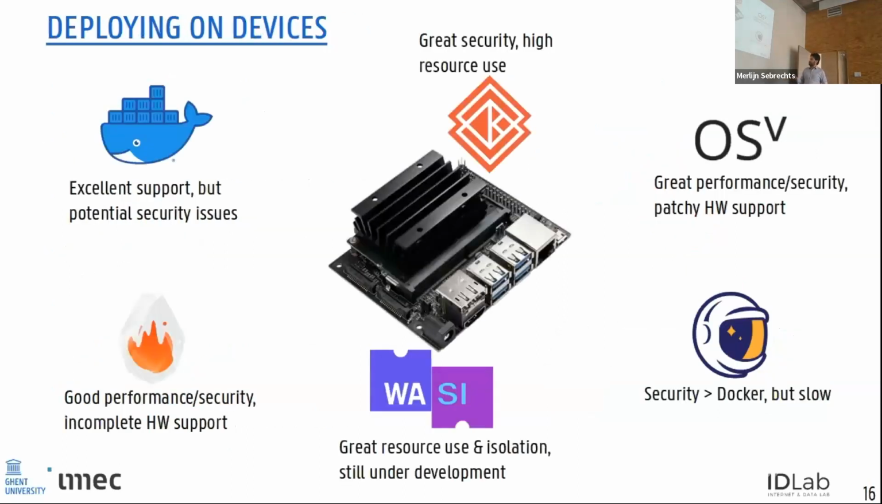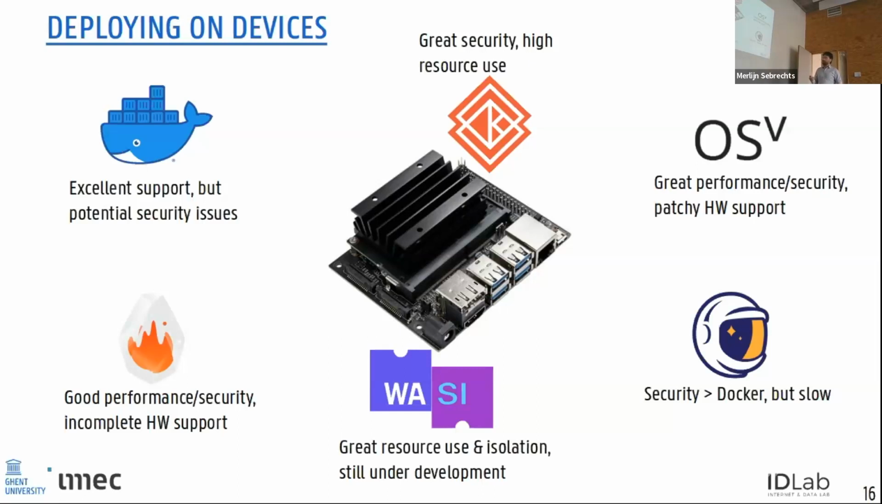So if we have a look at the NVIDIA Jetson Nano, which alternatives can we actually deploy on this device? There was a lot of talk about all the different runtimes. For example, Docker has excellent support, but it's containers, so it's not the most secure option. Kata Containers is a bit more secure, but it's quite resource intensive due to combining two alternatives. OSv has great performance and great security, but hardware support is a bit patchy. There's one device that it might work on completely, another ARM device it may not work on at all. For example, Raspberry Pi 4 is now supported, but there are other devices that are much more stable.